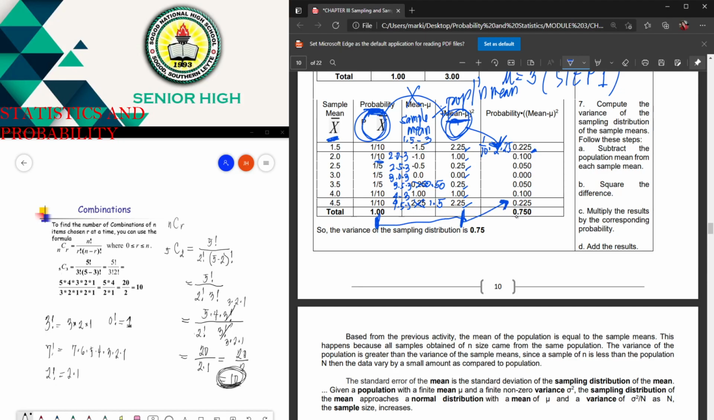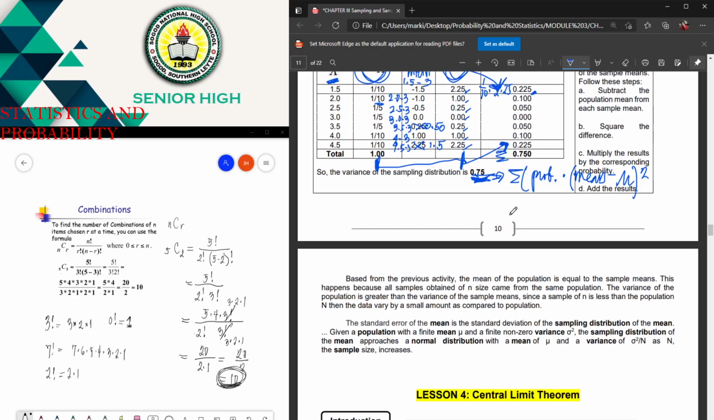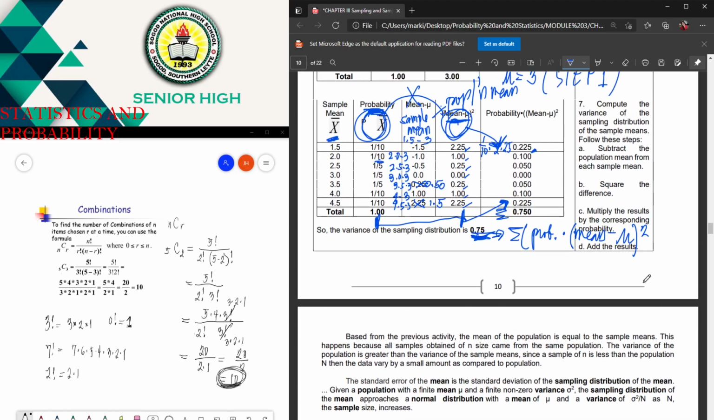So, that's it. If you add this, the probability is 0.50. This is the summation of probability times the mean minus the mean squared. So this is 0.05. I hope the steps on solving the sampling distribution are clear to you.